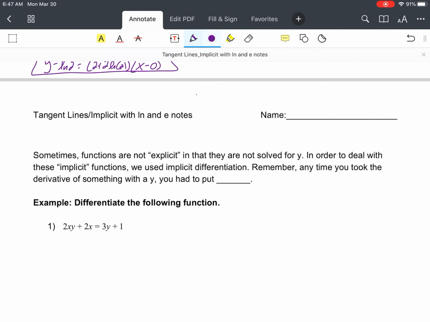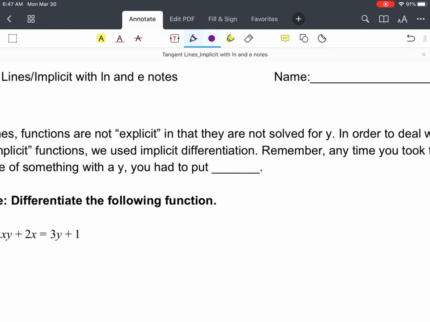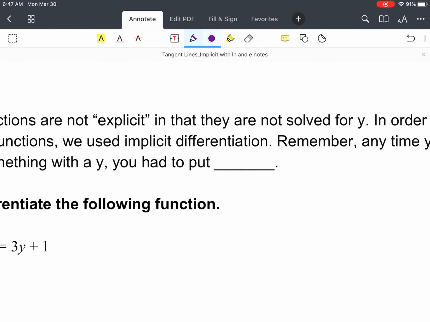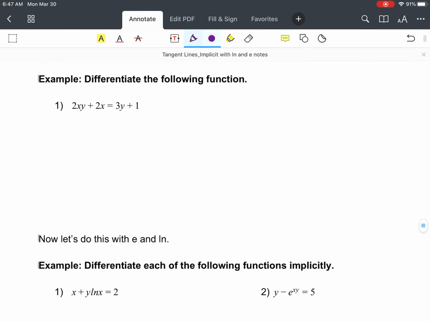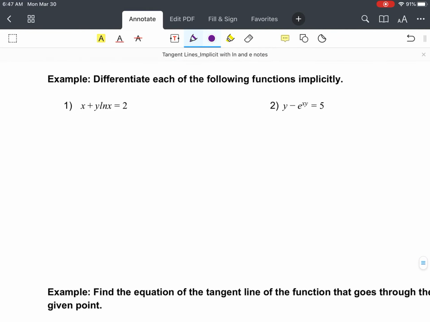Now, the other thing that we are doing today is implicit differentiation, okay? And if you remember, that implicit differentiation thing is the thing where we had to put a dy dx after we took the derivative of something with a y in it. Okay, so let's look at that.